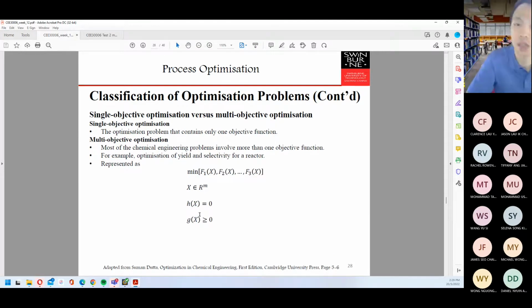And then we have something else again, we call single objective versus multi-objective optimization. An optimization problem that contains only one objective function is called single objective optimization. If we have different variables that you want to optimize, then it's called multi-objective optimization.